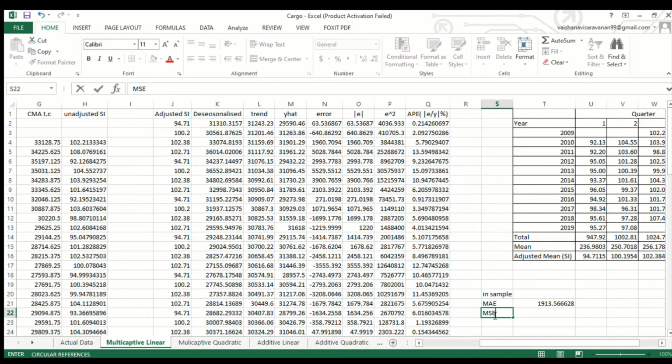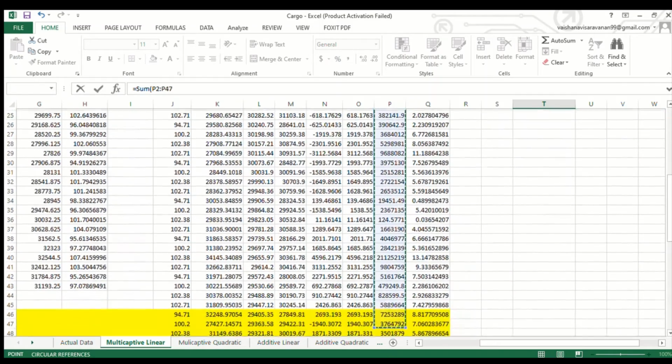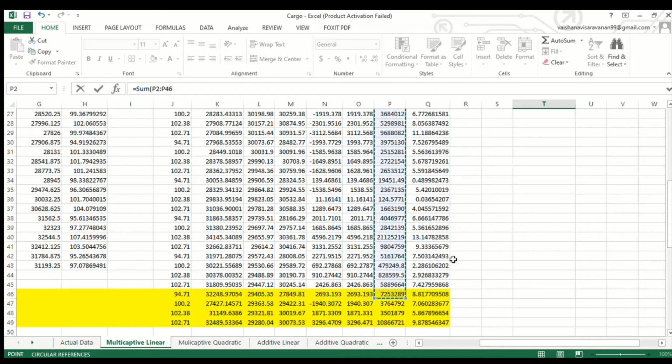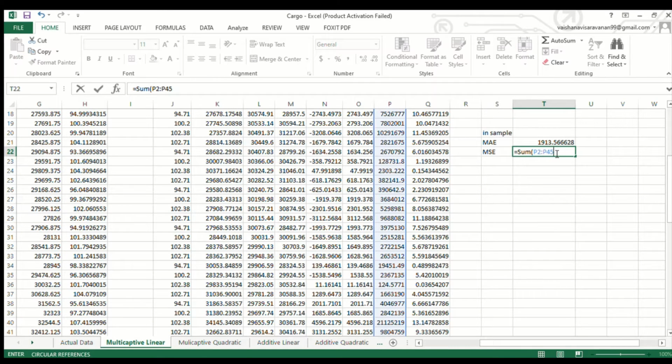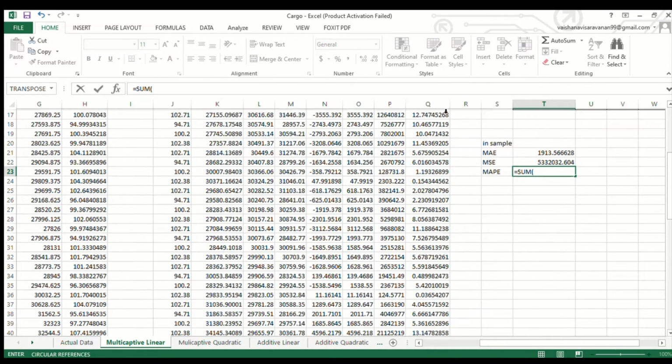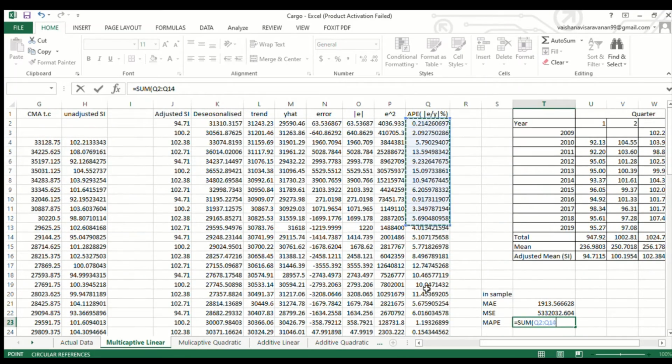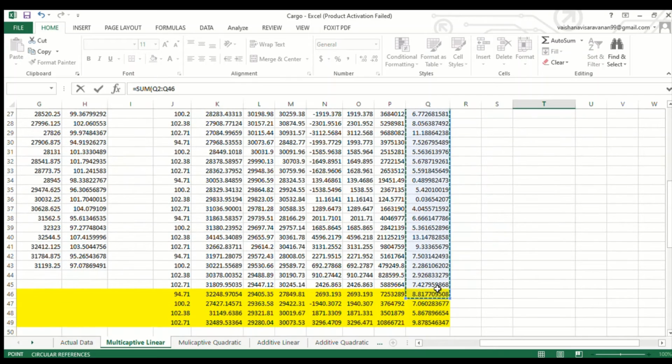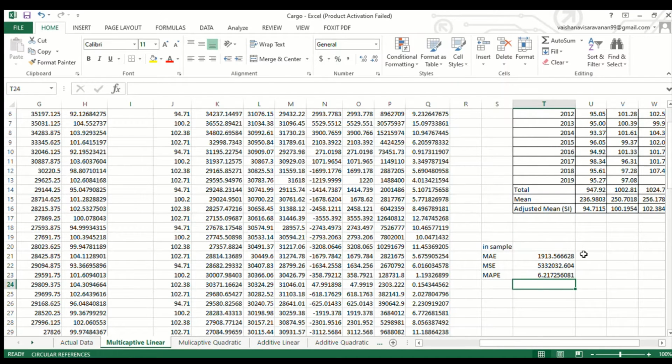and our MSE is equal to the sum of error square divided by 44, and our MAPE is equal to the sum of APE divided by 44. These are our MAE, MSE and MAPE values in sample.